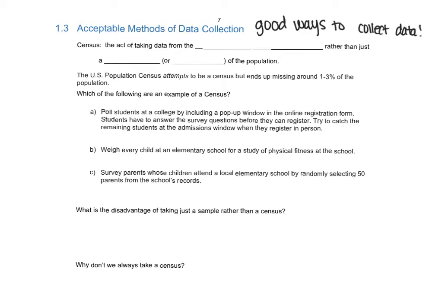So our first definition is a census. You might have heard of it because we're doing the census this year. The census is the act of taking data from the entire population. The US Census is taking data from every single person in the United States, at least that's the goal, rather than just taking a smaller sample of people. So it's the entire US rather than just a sample.